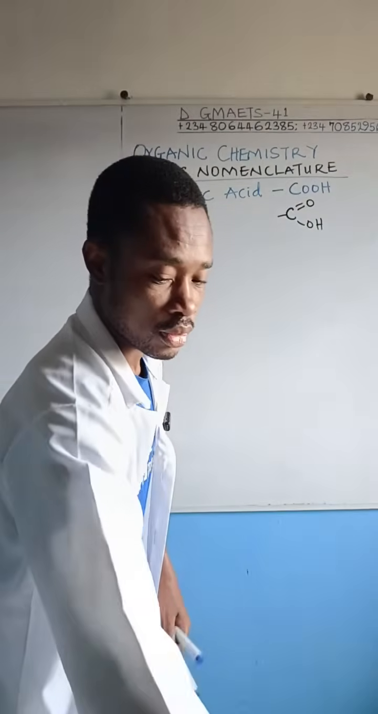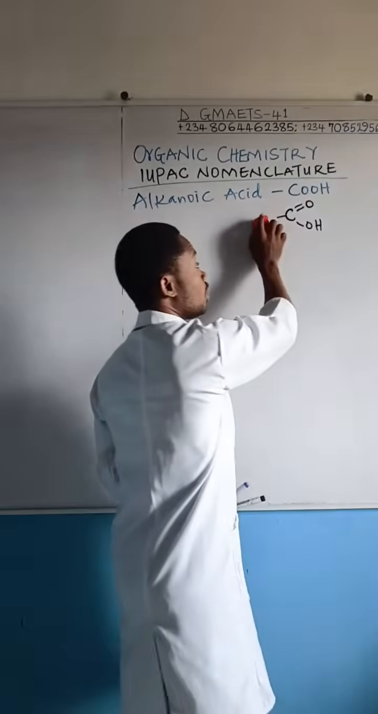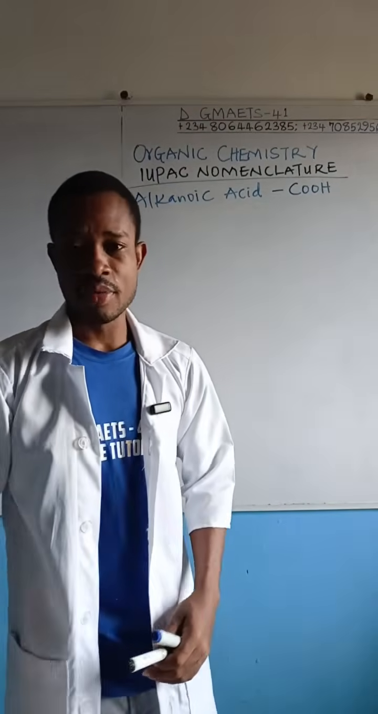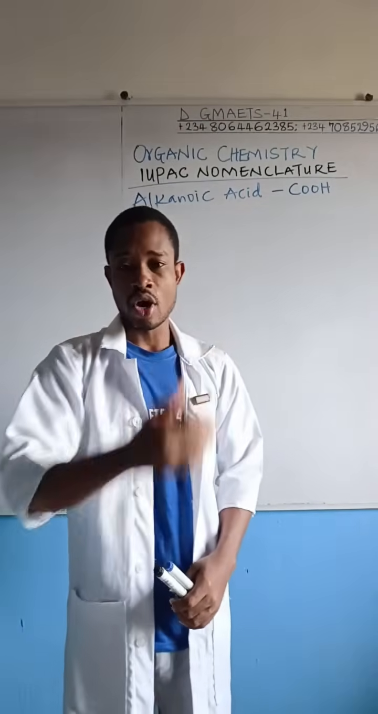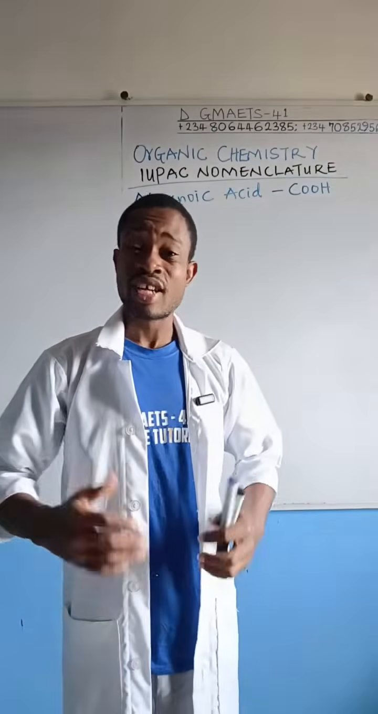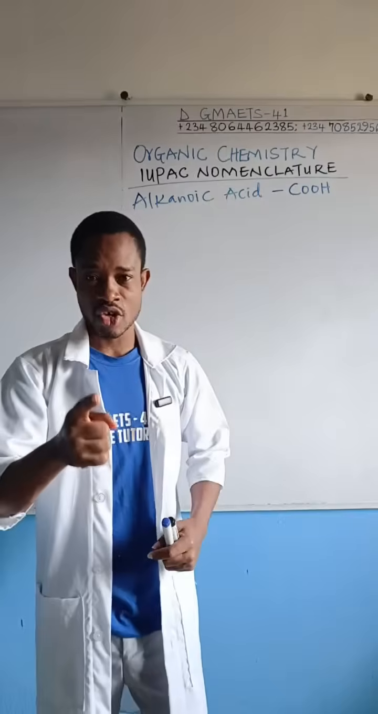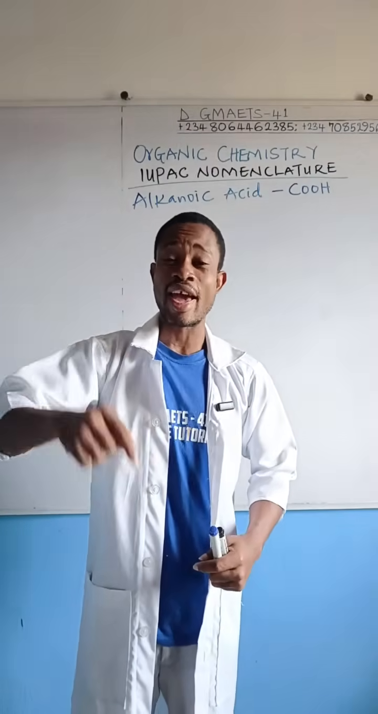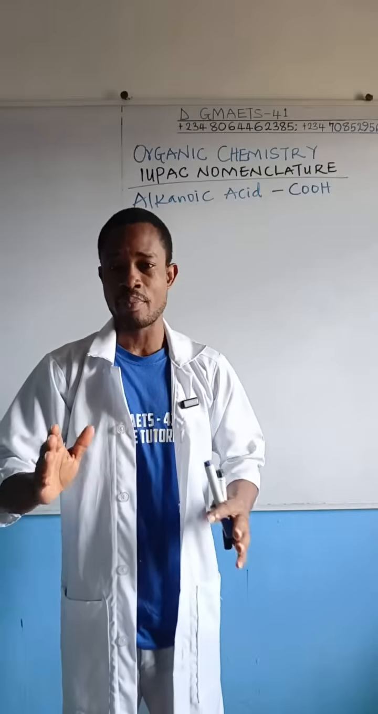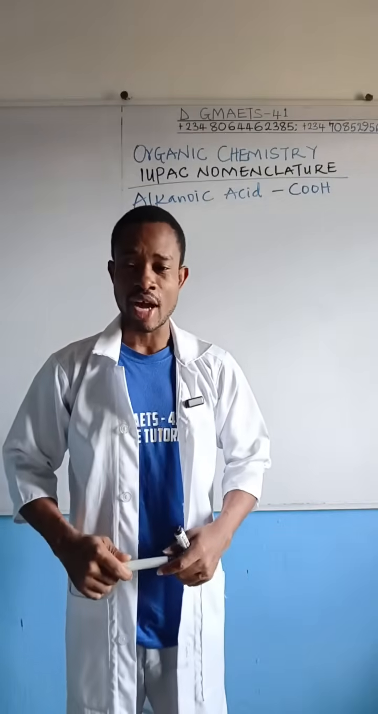So take notes. Like I said, I want to believe that you already followed up with our last organic chemistry class, because there I explained all these functional groups. If you're naming alkanoic acid, one thing you want to take note of is that the parent name must end with oic. The parent name must end with what? Oic. Very important for you to take note of that.